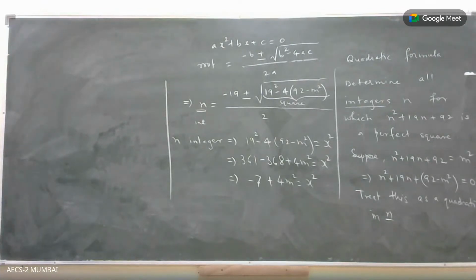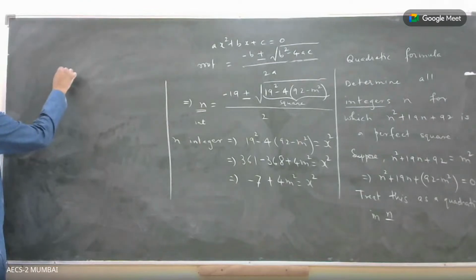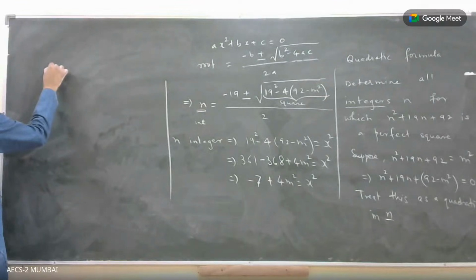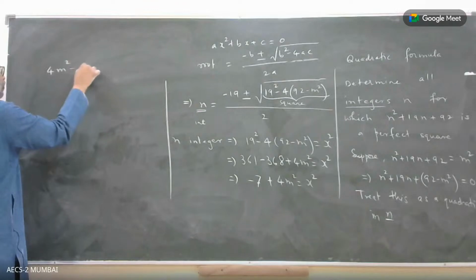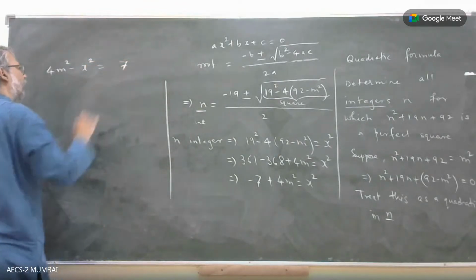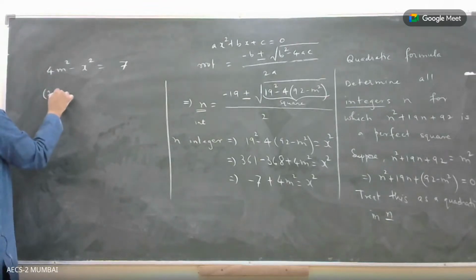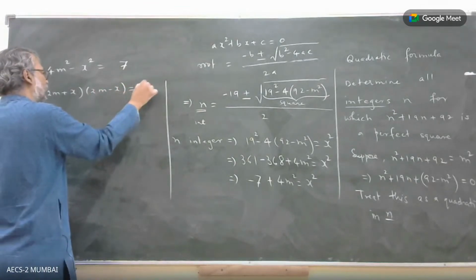Please check the sign whether I have done calculations correctly. Sir, so what should we do further? Yeah, take one term to the other side. When I take minus 7 to that side, it becomes plus 7. So 4 minus x square is 7. And again, what is this? a plus b, a minus b. So (2 plus x)(2 minus x) is equal to 7.